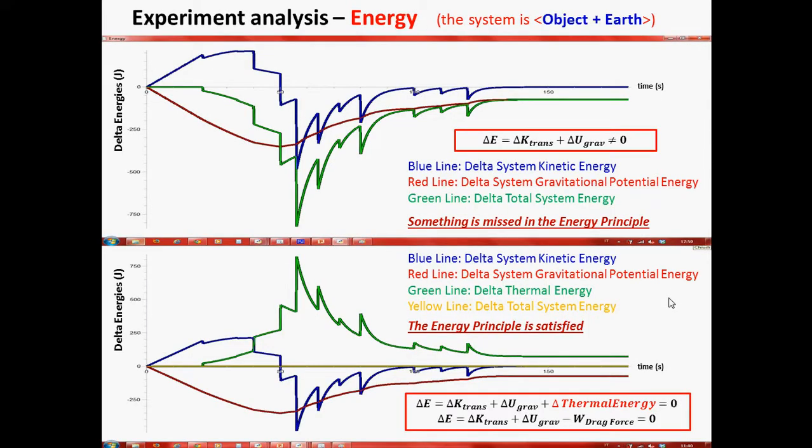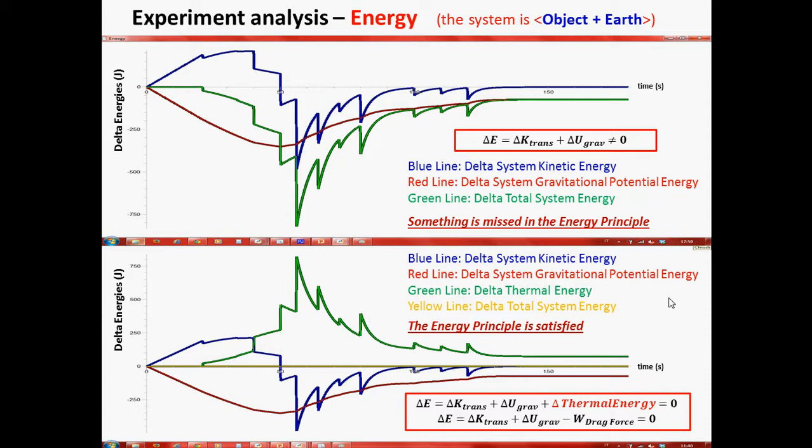Here we have some graphs about the energy. In the top graph, the delta total system energy, that is the green line, is not zero, because something is missing in the equation. That means that the kinetic and the gravitational potential energy are not the only energies in the system. In the bottom graph, I introduced the delta thermal energy, that is the green line, so that the delta total system energy, that is the yellow line, becomes zero as expected.